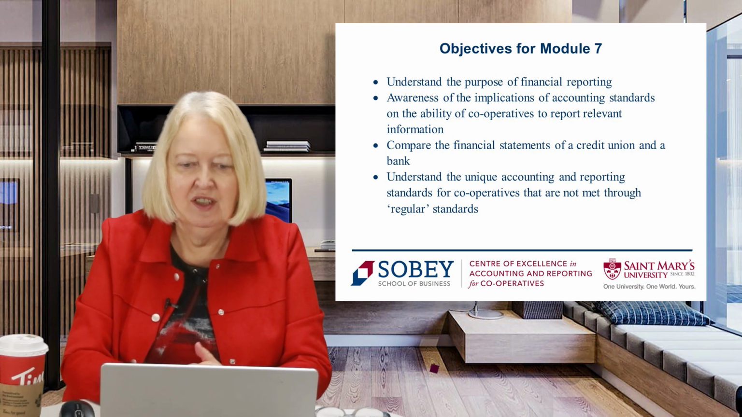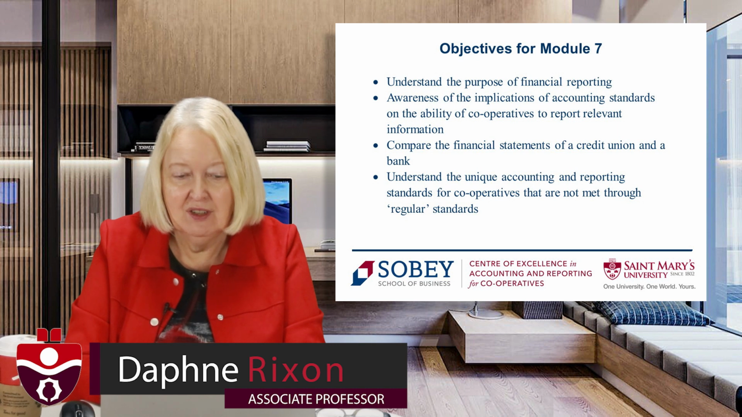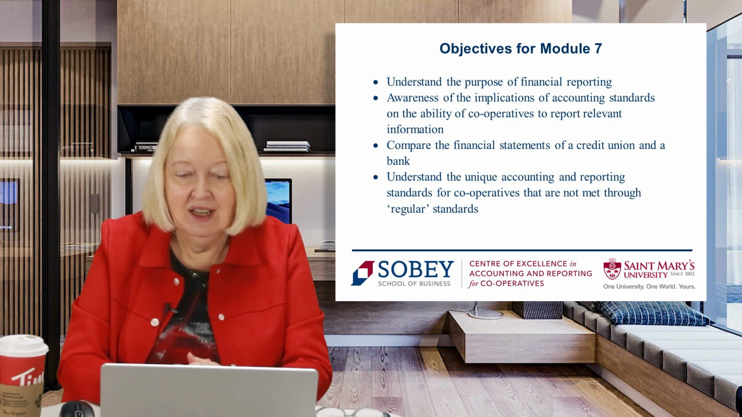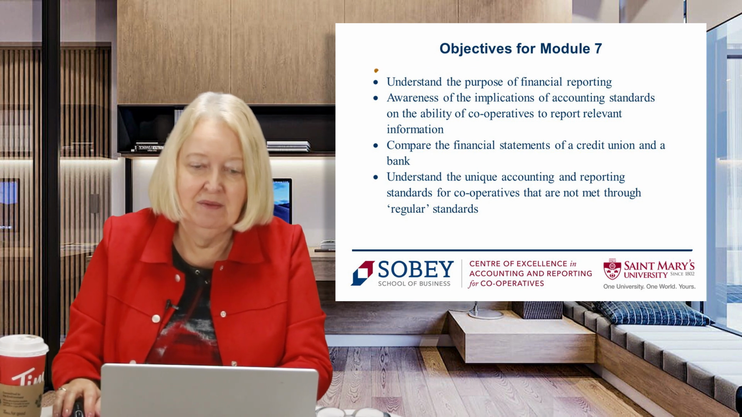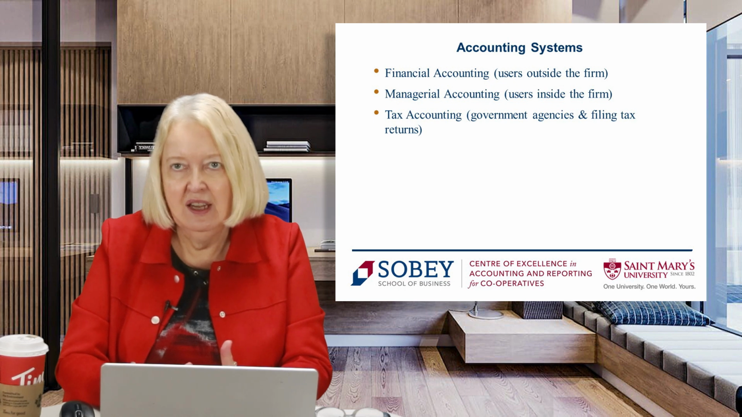So the objectives for this module are to understand the purpose of financial reporting, to be aware of the implication of accounting standards on the ability of cooperatives to report relevant information, to compare the financial statements of a credit union and a bank, and to understand the unique accounting and reporting standards for cooperatives that are really not met through regular standards. So first of all, there's three types of accounting systems.